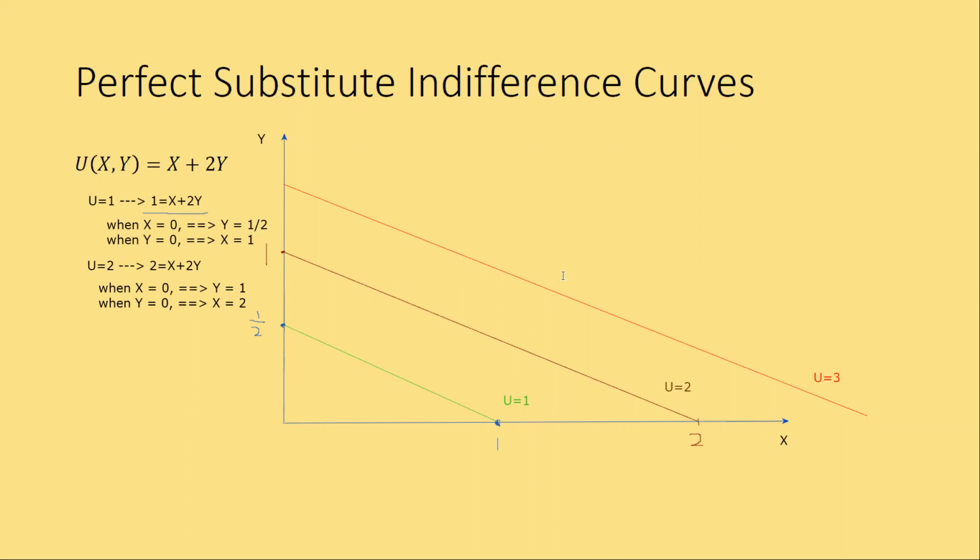So the indifference curves for perfect substitutes are straight lines that are parallel to each other on the graph. And the slope of it depends on the ratio of the coefficients. So here, our coefficients are 1 and 2. If the coefficients change, the slope of the indifference curve will become different. All right, so these are the indifference curves for perfect substitutes.